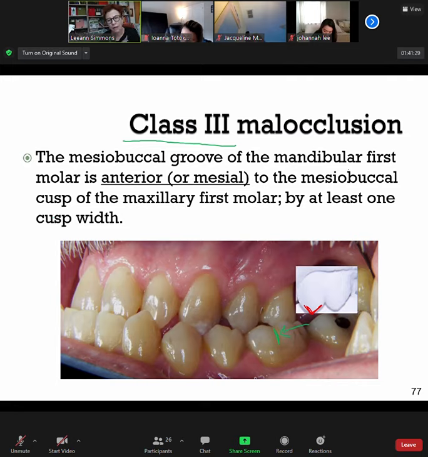So again, Angle's classification is very limited in how it looks at occlusion. Orthodontists are not only going to look at teeth, they're going to look at the size of the bones of the jaws, because that's often a factor here too. But as hygienists, we're just going to look at the teeth and classify them, because they're indications that a patient needs a referral to an orthodontist.